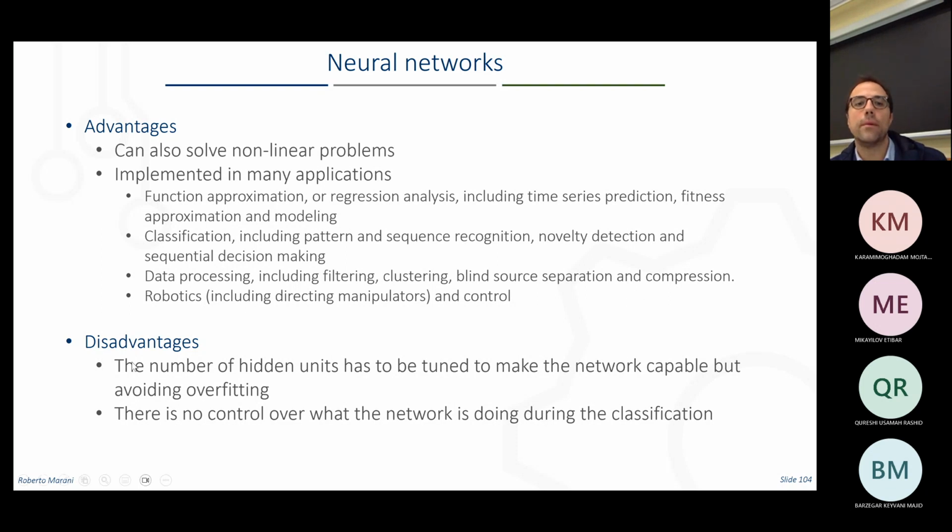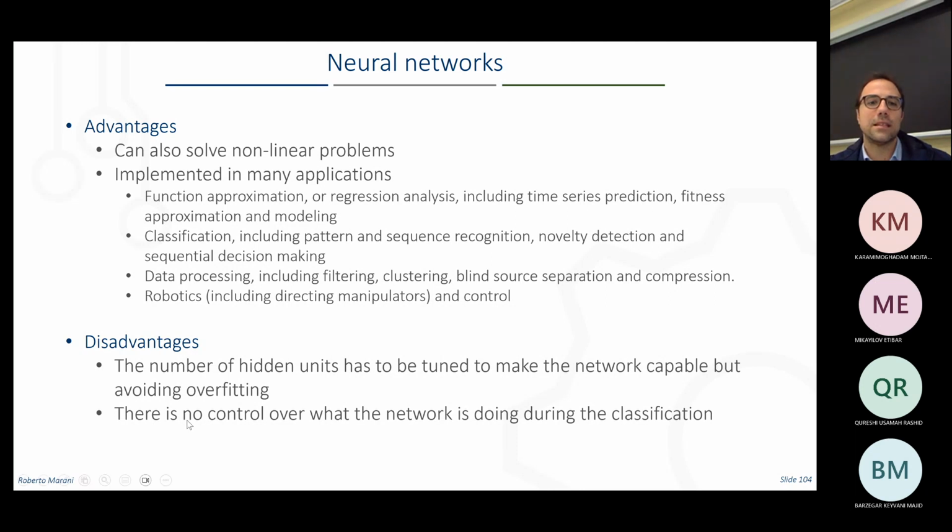The problem is that the number of hidden units has to be tuned. There's no recipe to say, okay, I want 100 hidden units for my problem. Because if you have a number of hidden units that is too low, you are underfitting. If this number is too high, you are overfitting. It's always the same story.